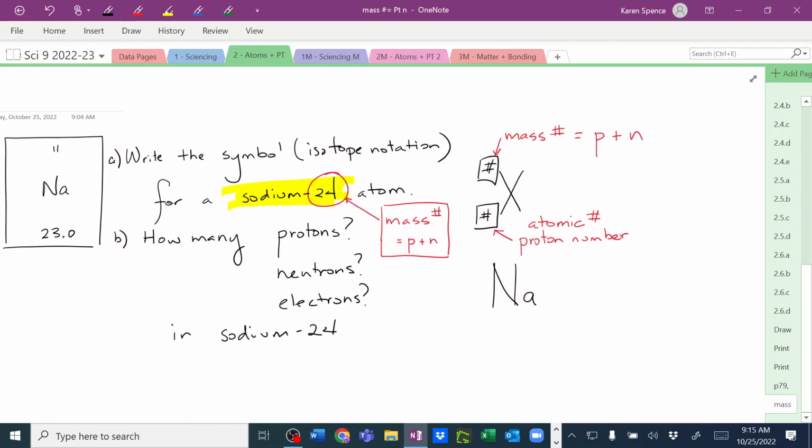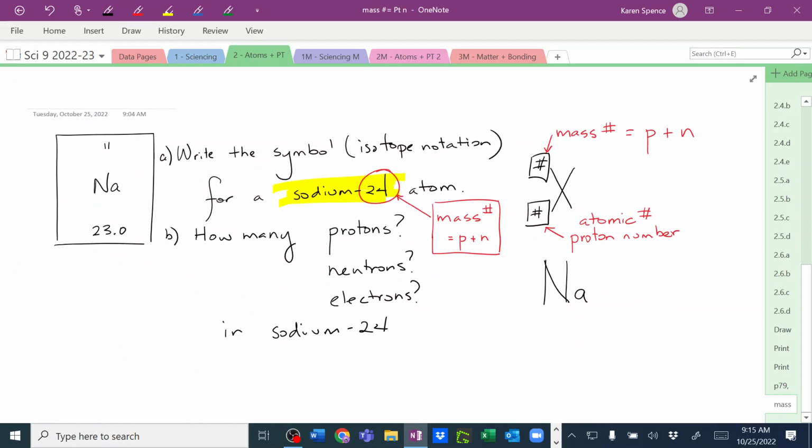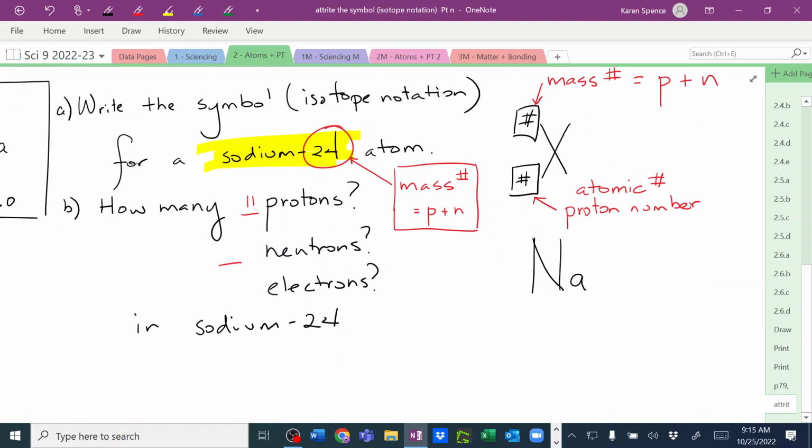Okay, so now we can say, how many protons do we have in sodium? We have 11 protons. How many neutrons do we have? We have 13 because we take 24 and we subtract 11. That is our mass number minus the protons, and that gives us 13.